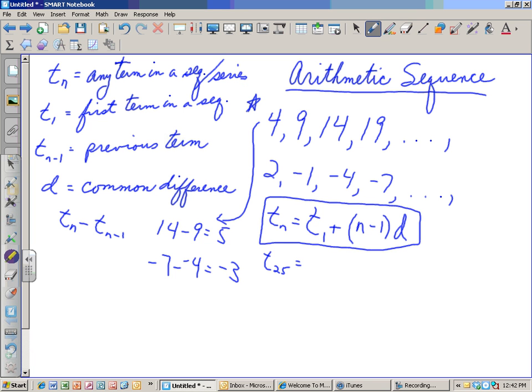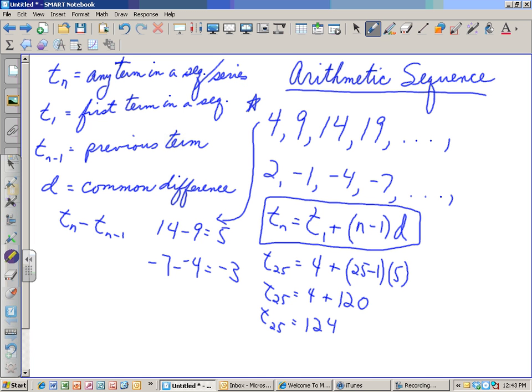It equals the first term, which is 4, plus n minus 1. What's our n? 25. So 25 minus 1 times the difference, which we figured out was 5. Okay? So the 25th term then is 4 plus 24 times 5, which I think is 120. So the 25th term here is 124.